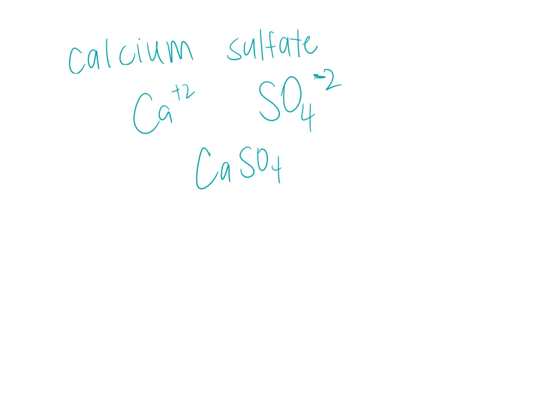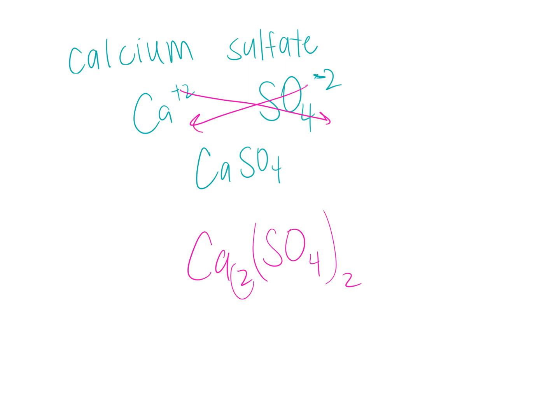Let's say that we had made a mistake here and not noticed that they fit together. What if we did our crisscross? We bring down the 2 and bring down the 2. That would be Ca2SO4 2. And then we would look here and say those ones need to reduce down, and it still ends up being CaSO4.